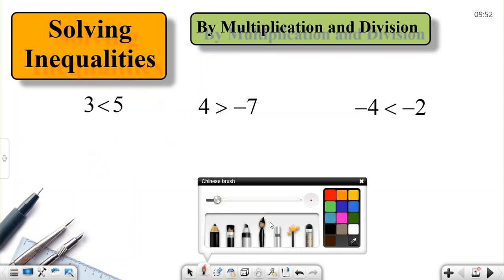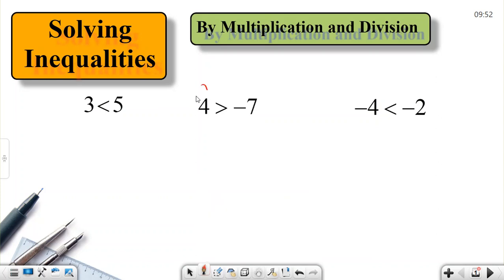Okay, let's see the second example. This time the first number is positive, the second number is negative. Let's multiply by a positive number, again by 2, no problem. 8 times 2 is 16, negative 7 times 2 is negative 14. As you see, 16 is greater. Any number it can be. Let's multiply by positive 5. So 20 is greater than negative 35.